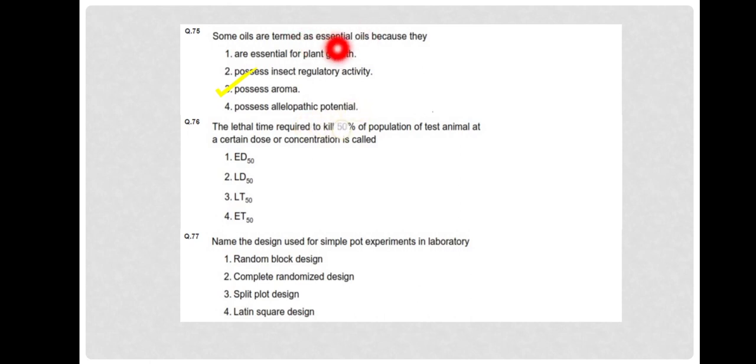But this term essential is generally used in case of amino acids also, and in fatty acids also, but in that condition it is used because those fatty acids or amino acids are very essential for growth and development of the human body or any other organism. That's why they are called essential, but here the essential term is not used in that sense. Okay, next question number 76.